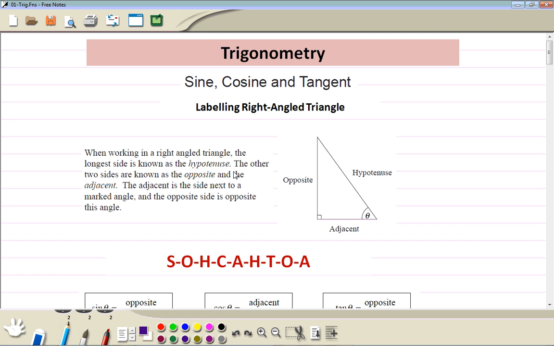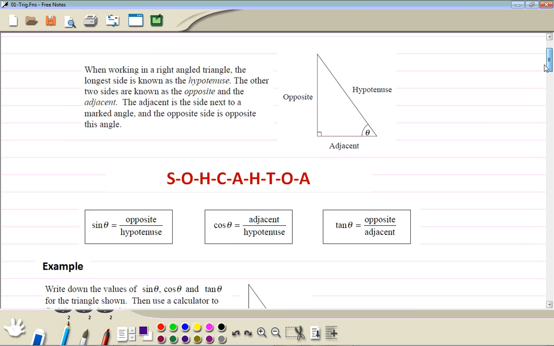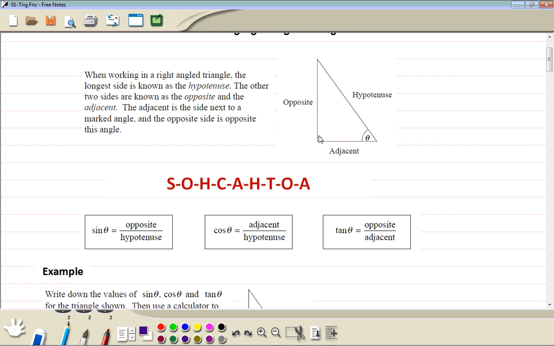Trigonometry. First we can learn how to label a right angle triangle. So here we have a right angle triangle. This is the right angle, 90 degrees.